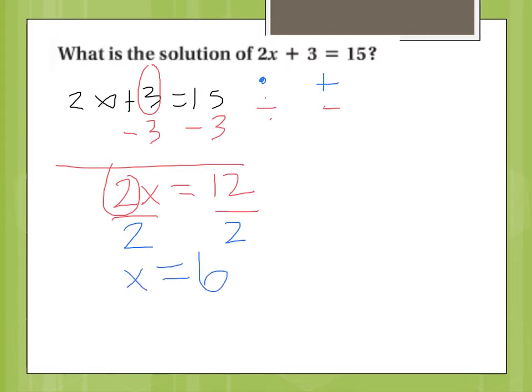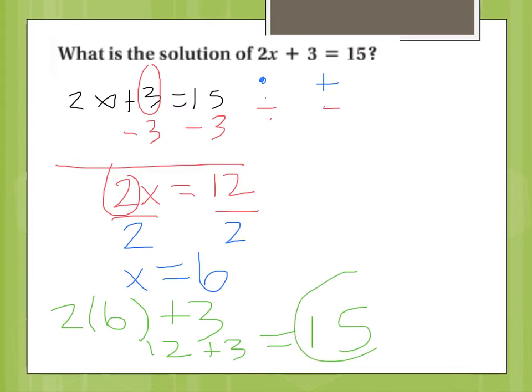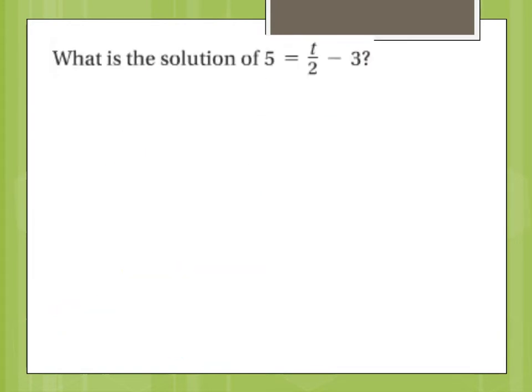When you have two-step equations, it's very important that you check your work to make sure that it works out. So 2 times 6, because you got x equals 6, plus 3. What does that equal? Well, 2 times 6 is 12. 12 plus 3 is 15. So it checks out. Yay!